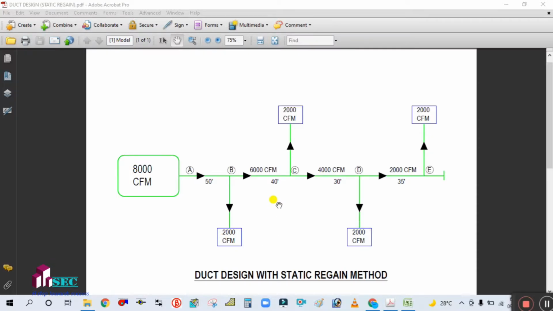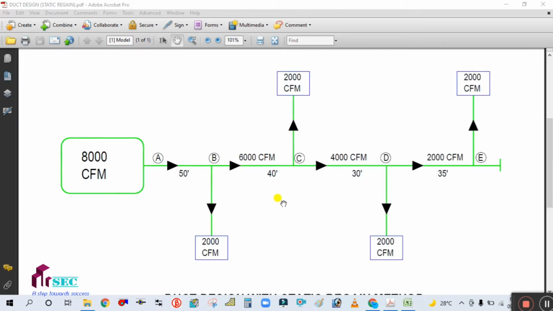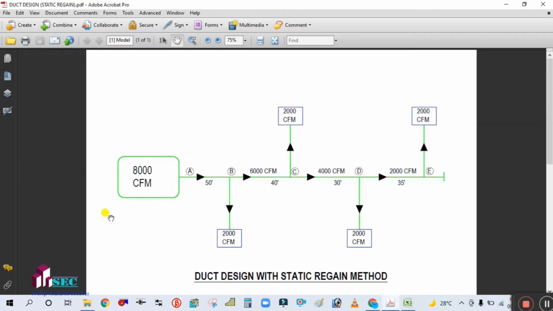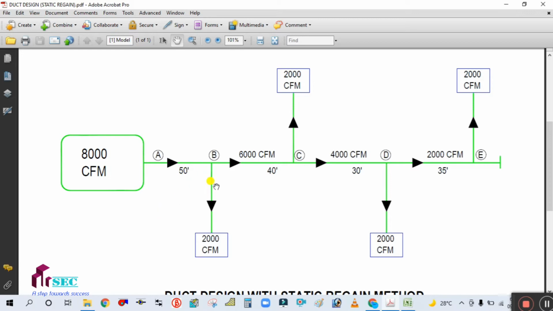Guys, today we are going to see the duct design with a static regain method. As you can see here, this is a simple ducting layout with 8000 cfm, and there are 4 branches. All the cfm is going to be divided in each branch, so 2000 cfm is distributed in each branch. The air is flowing this way from A to B, B to C, C to D, and D to E. These are the nodes A, B, C, D, E.